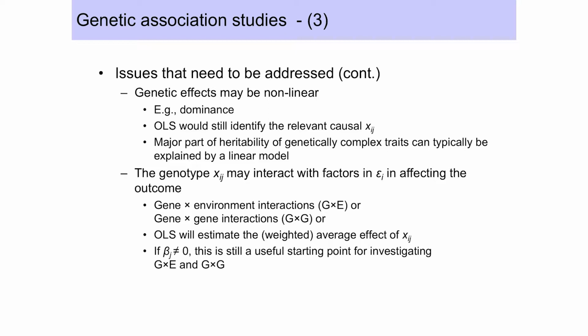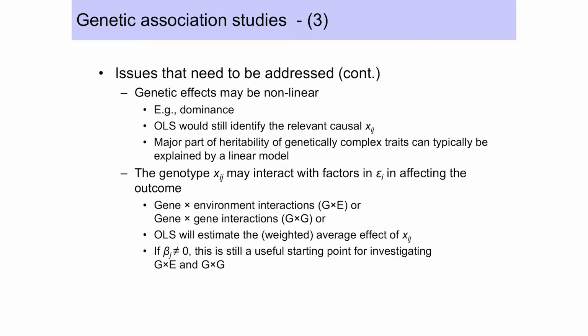it would obviously not give you the correct beta estimate. But it turns out that for the vast majority of traits that we're interested in, the simple linear model seems to capture the heritability of the trait relatively well, which seems to suggest that dominance or nonlinear effects in the genome are probably not something that we need to be too worried about.